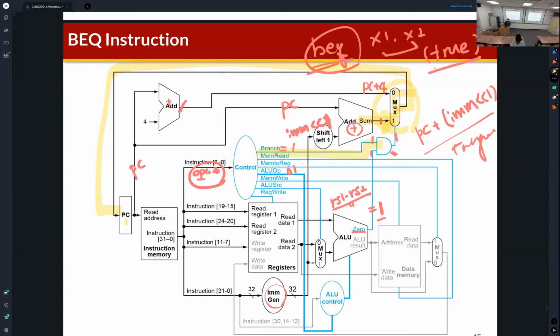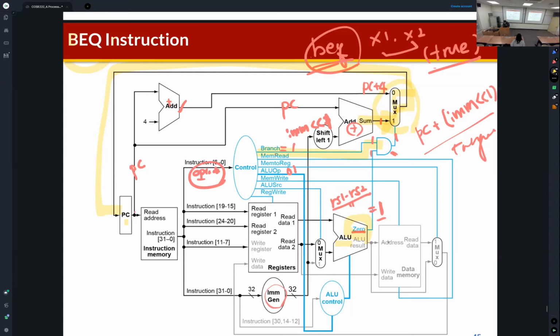So do you understand? If the current instruction is a branch instruction, then Branch becomes one. Which means that one input of this AND gate is activated, and then the other input of the AND gate is connected to the ALU zero detection bit. If the branch condition is true, then Zero becomes 1 for the BEQ, then this selection signal becomes 1. So in this case, the target of the branch instruction becomes the next PC.